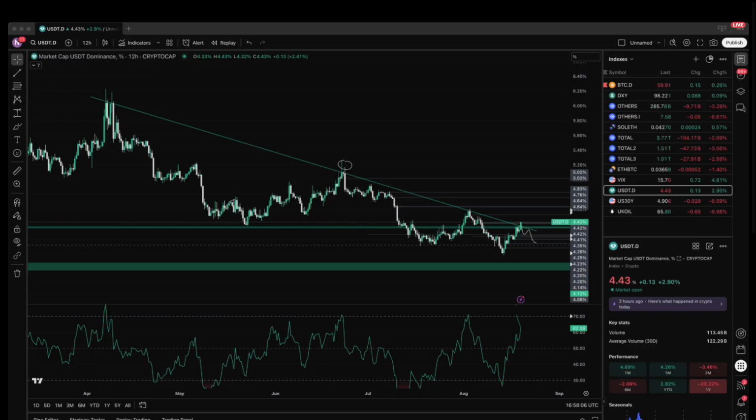Can you do a quick live analysis on the current others chart and the RSI? For example, the 12-hour lost the 50 area. Yeah, absolutely.